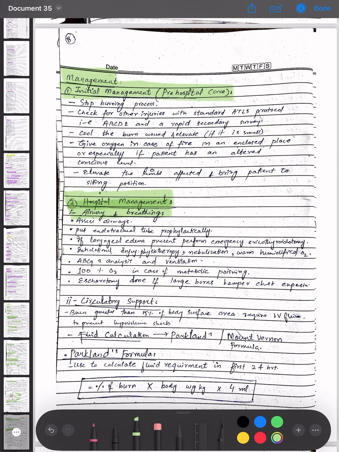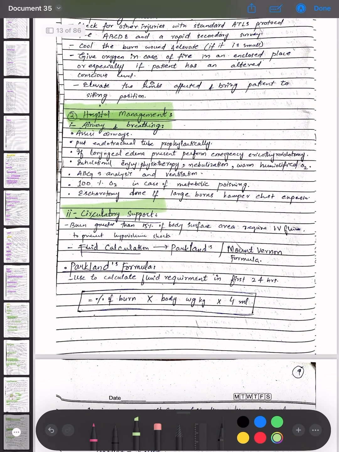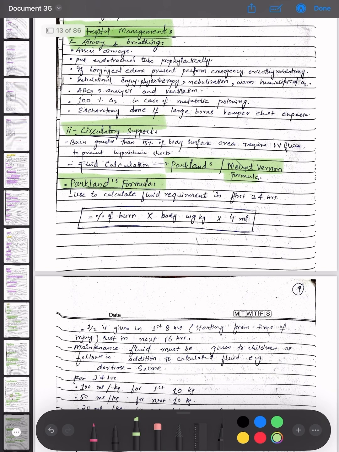In circulatory support, burns greater than 15% of body surface area require intravenous fluids to prevent hypovolemic shock. You have to calculate the fluid for the area burned from a formula known as Parkland's or Mount Vernon formula. This is very important. Everyone should remember this. Parkland formula is used to calculate fluid requirement in the first 24 hours. What is the formula? Percent of burn into body weight in kg into 4 ml.